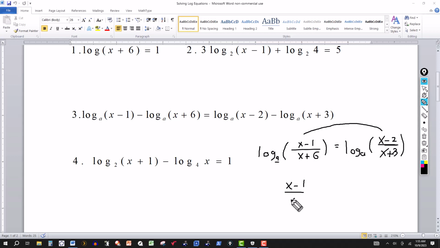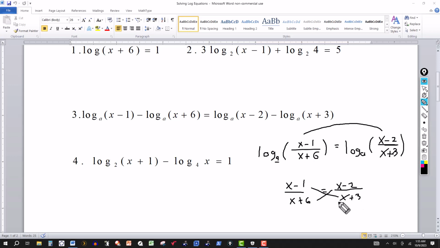(x minus 1) over (x plus 6) is equal to (x minus 2) over (x plus 3). Now we have to solve this. The easiest way to do this is to cross multiply. You can multiply by the LCD, which is (x plus 6)(x plus 3), but you can also just multiply across this way and this way.